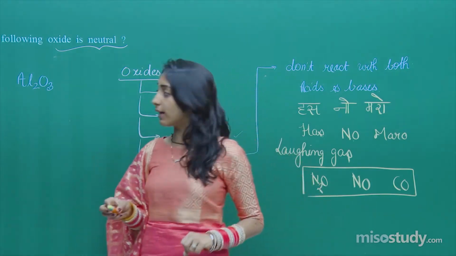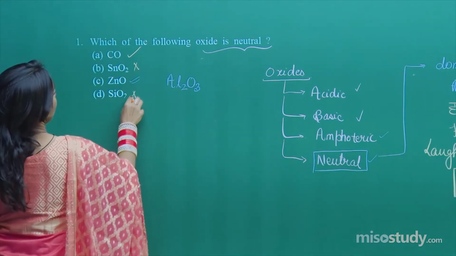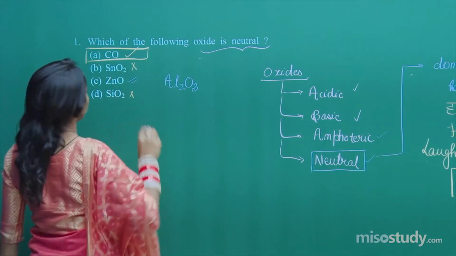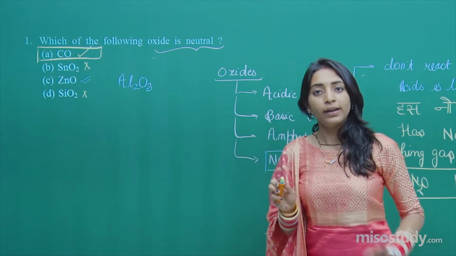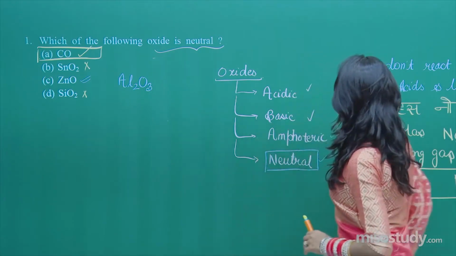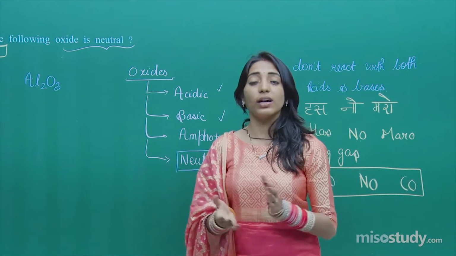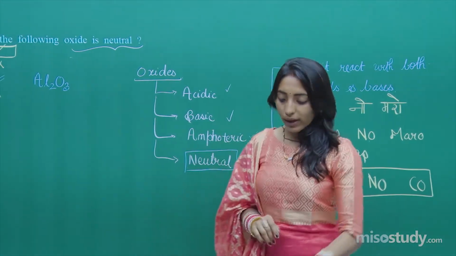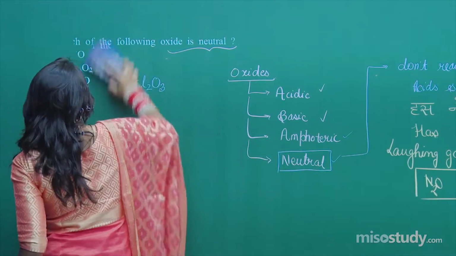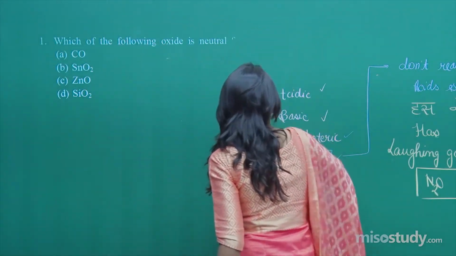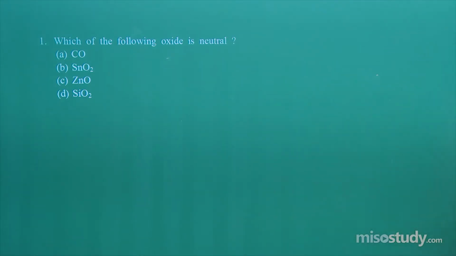So now let's pick up the answer. Carbon monoxide is the option, not SnO2, not SiO2. So the correct answer for our first question is the first option itself, which is option A. Do remember these 3 names, N2O, NO and CO. These are the ones which are neutral oxides. So question number 1 is done, and I think everyone is okay with this question. Note it down, and now let me show you on the screen the next question, which is question number 2.